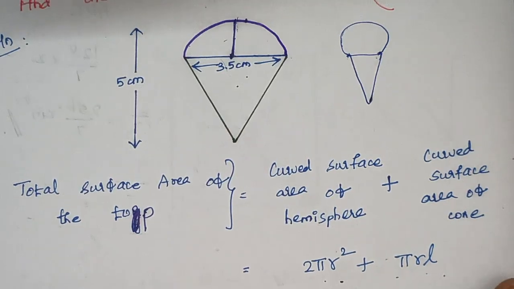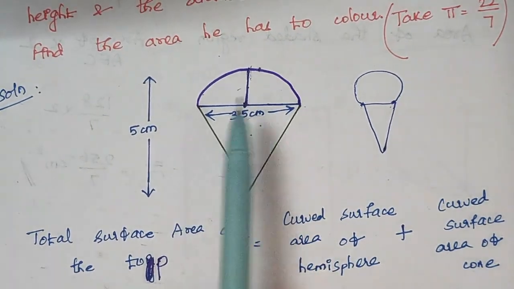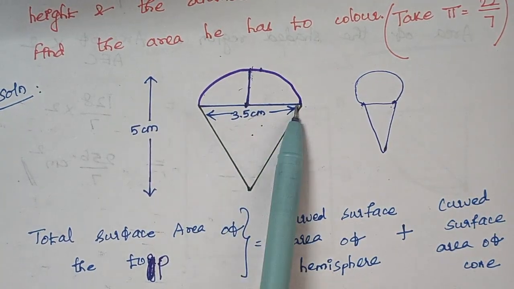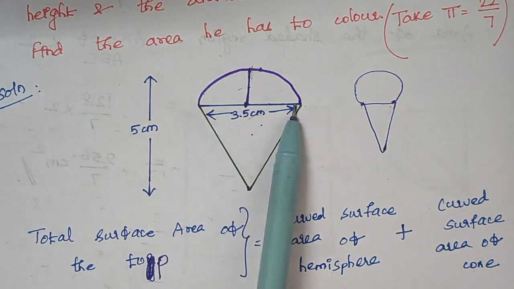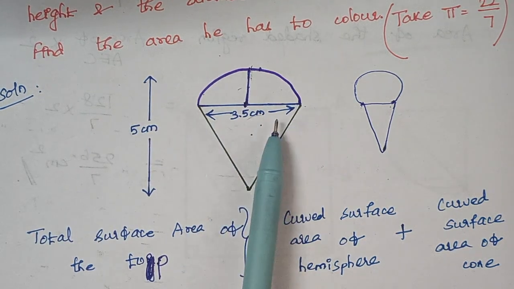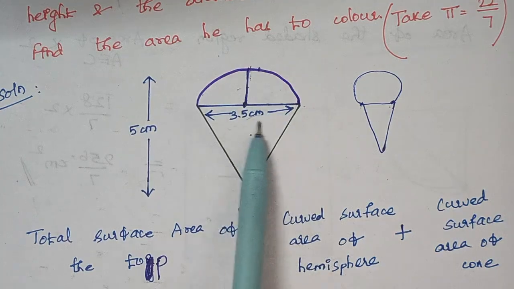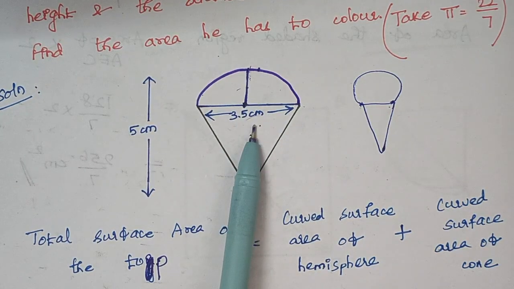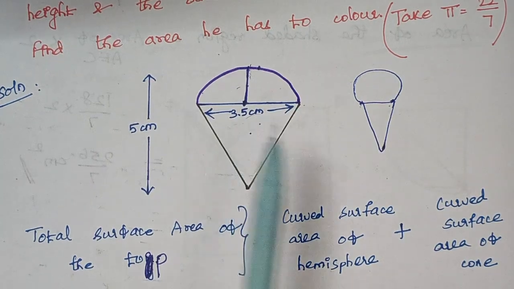So here as a first thing just consider this hemisphere, right? So this is your diameter of this hemisphere. Yes or no? So this is your diameter. What about the radius? You have to divide it by 2. So here it is 3.5, you have to divide it by 2. So it will be 3.5 by 2.